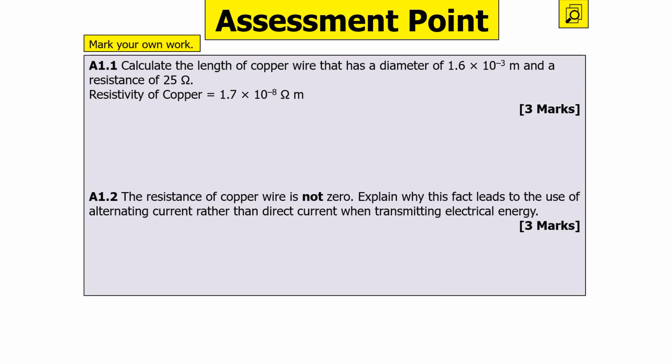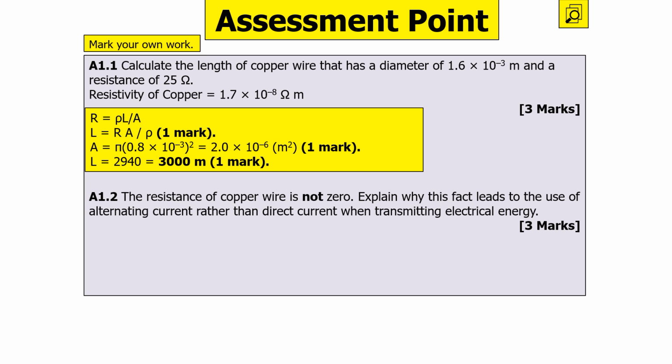Right, so this one is revision from paper 1 again. So we know that resistance equals resistivity times length over area. Now again, that equation is given to you on your sheet. So L equals RA over rho. Pop in all the values. Now remember, area is pi r squared, so we take our diameter and we halve it before we square it. So we work it through, the area to be 2 times 10 to the minus 6 meters squared. Pop in all the values and the length is 3000 meters.